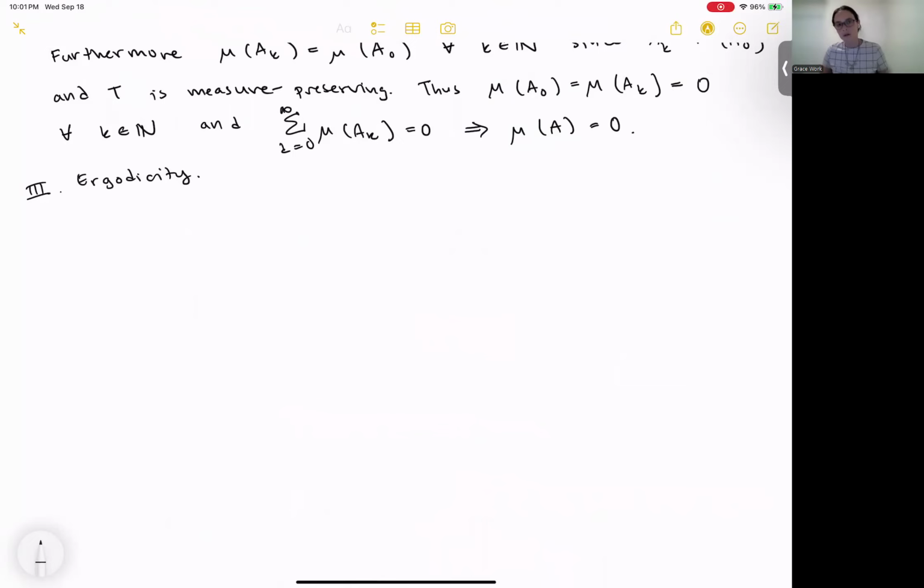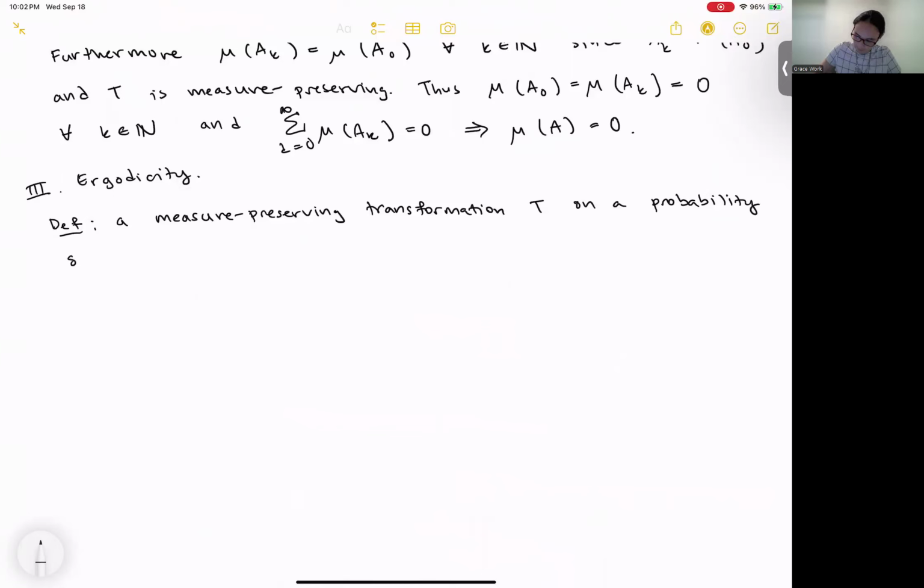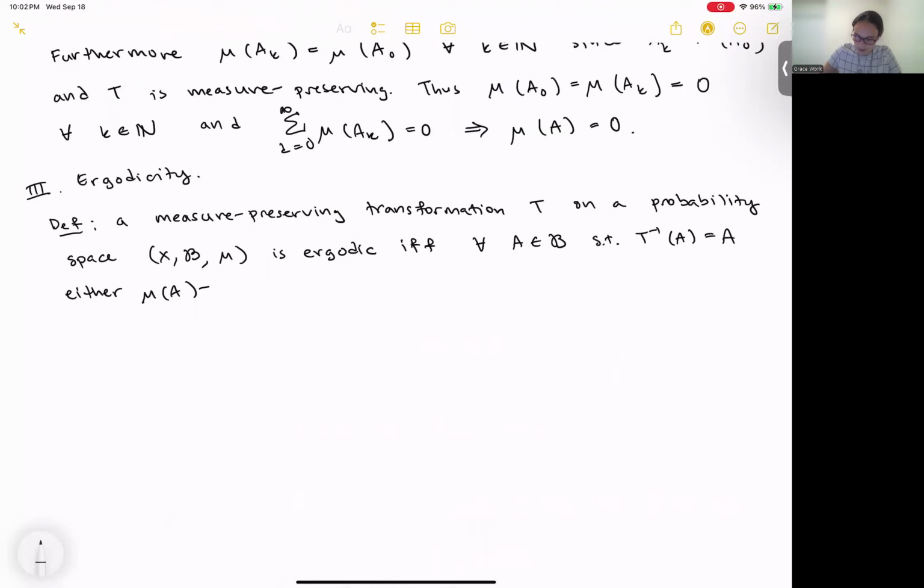All right. So again, let's start off with a definition. We will say a measure preserving transformation T on a probability space X, beta, mu is ergodic if and only if for all A in our sigma algebra such that our set is invariant under the transformation, either the measure of A is equal to 0 or the measure of A is equal to 1.